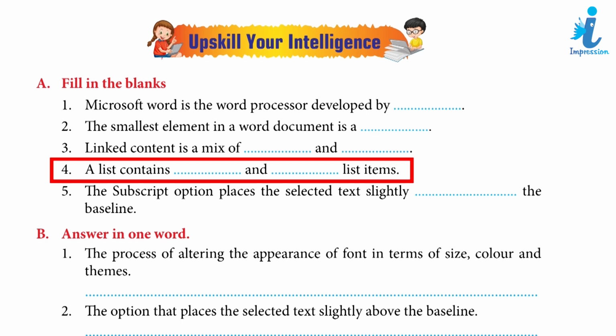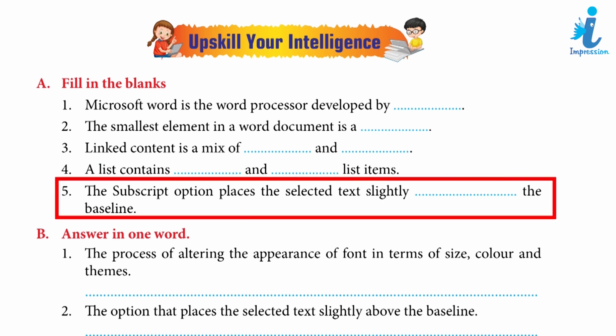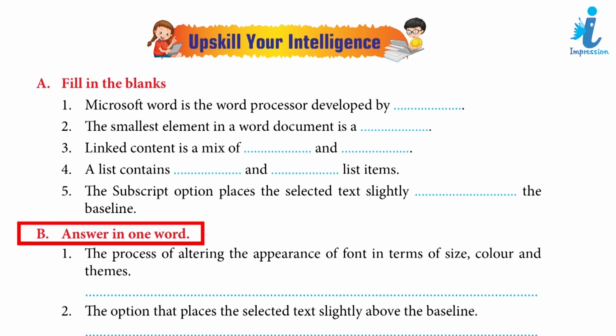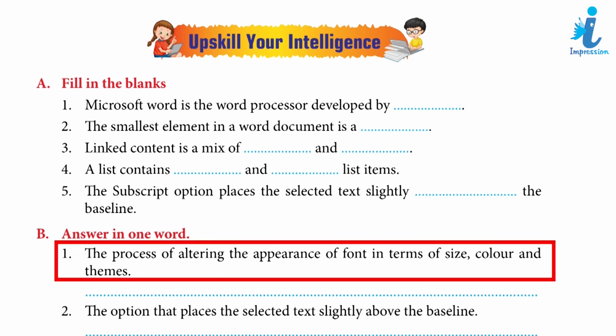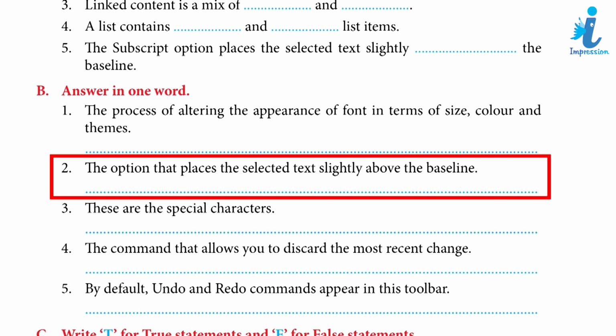Answer: ordered and unordered. 5. The subscript option places the selected text slightly dash baseline. Answer: below. B. Answer in one word. 1. The process of altering the appearance of font in terms of size, color and themes. Answer: MS Word style. 2. The option that places the selected text slightly above the baseline.